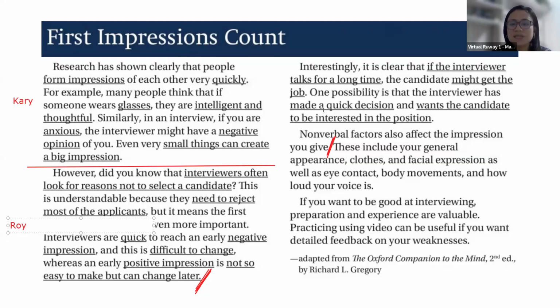Then, from "interestingly" until "you give," this is for Lisbeth. And the rest, until "your weaknesses," is for Johan, right? So everyone has the opportunity to read. Okay, guys, let's start. Kari, you can start reading.